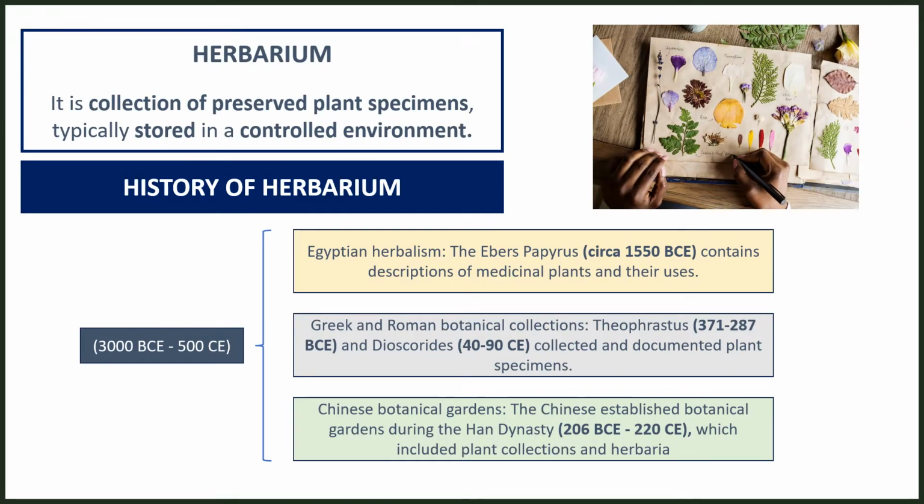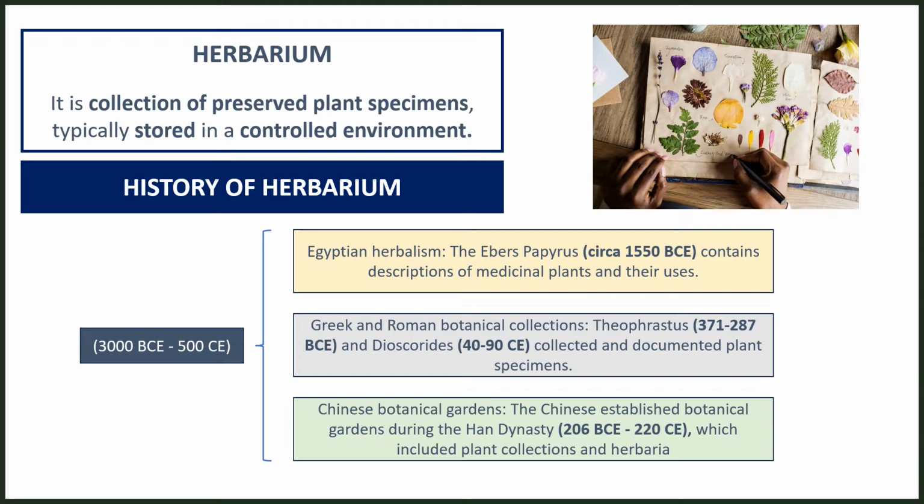Firstly, we need to understand what is a herbarium. So they are literally a collection of preserved plant specimens which are stored in a very controlled environment. So this is just a definition of herbarium. But before we understand how it is being preserved and stored, we need to understand the history of how it began.